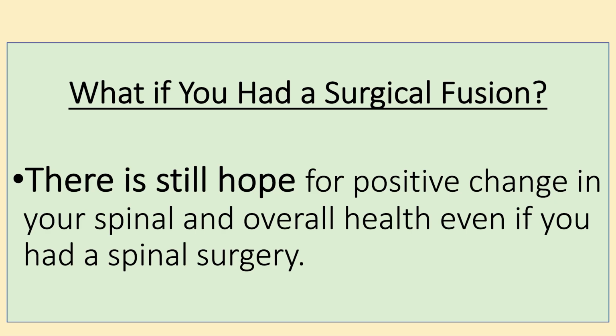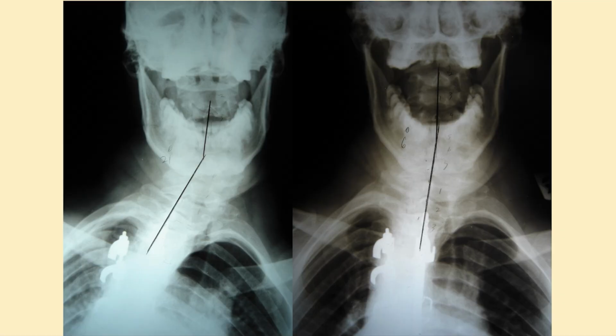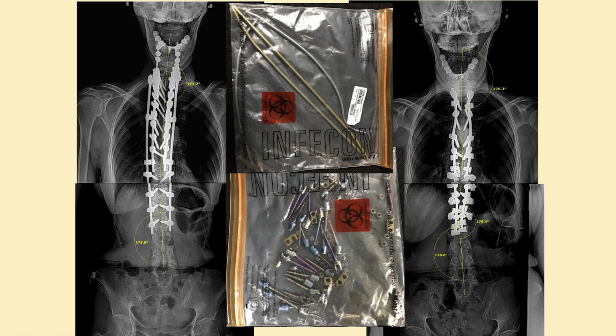Now, what if you've already had a surgical fusion? There is still hope for a positive change in your spinal, your overall health, even if you've had a spinal surgery. Now, here's a patient, before and after, and you can see the evidence of the steel rods. And look at the proprioception, how far over his head was. Okay. And then the correction afterwards. And you cannot work on the surgery site, it's steel bars. But the area above and below, you could restore the curve. That will eliminate some of the lateral deviations. There's always something you can do.